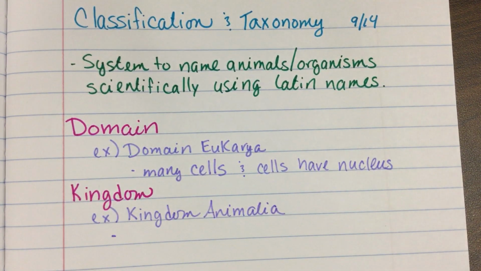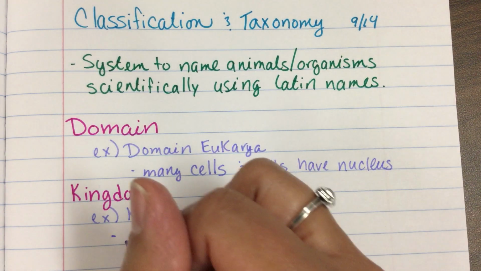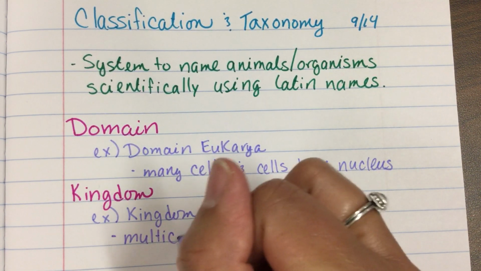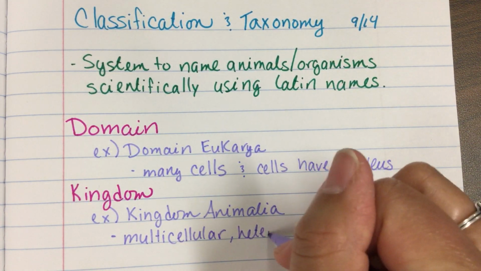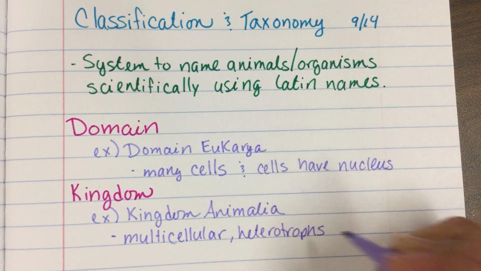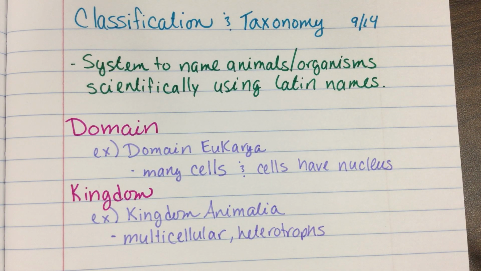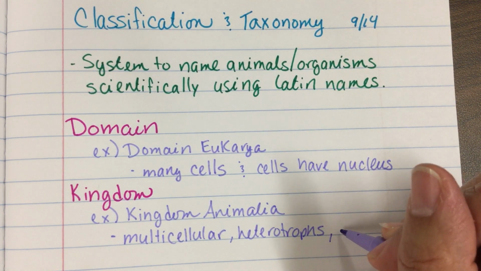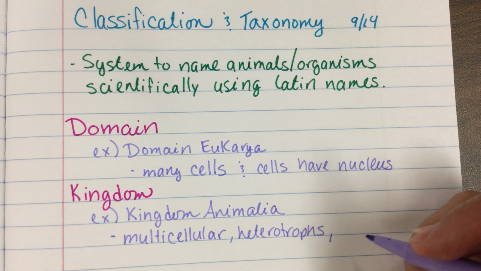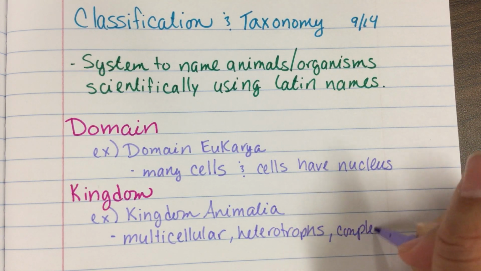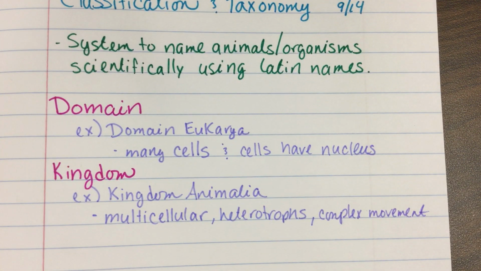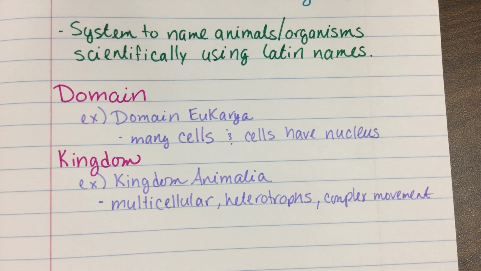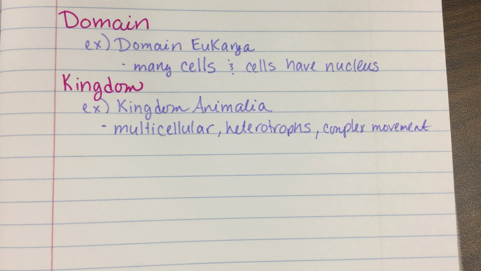If we think about some of the characteristics that animals have, we know that animals are multicellular. We know they're heterotrophs. And something that separates kingdom Animalia from, for example, kingdom Plantae is that they have complex movement. I know I'm running out of space, so I'm going to take a picture of these and post them up. Kingdom is a lot smaller than domain, but I can get even smaller.